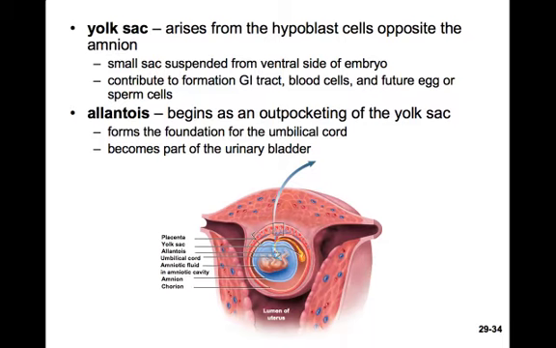The 3rd membrane is the allantois. The allantois begins as an outpocketing of the yolk sac and forms the foundation for the umbilical cord. It'll become part of the urinary bladder as the fetus matures.